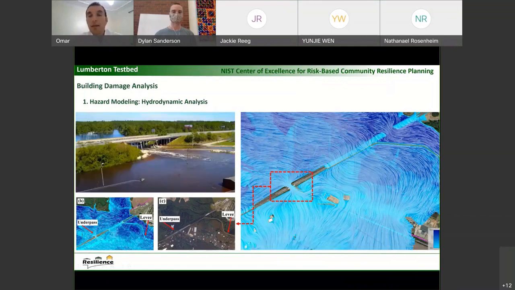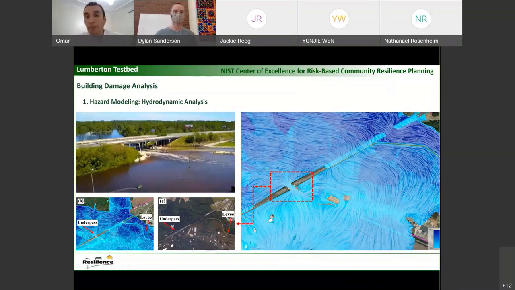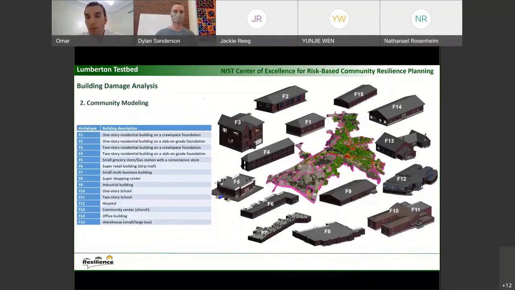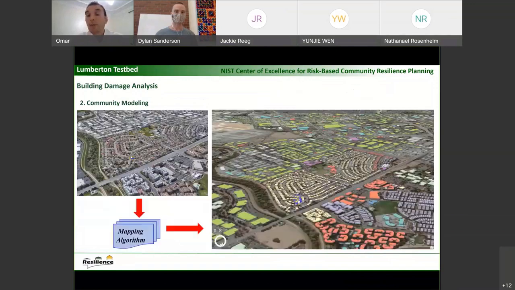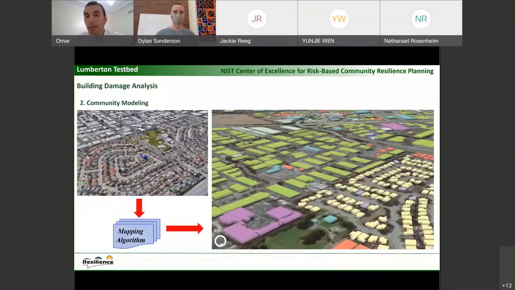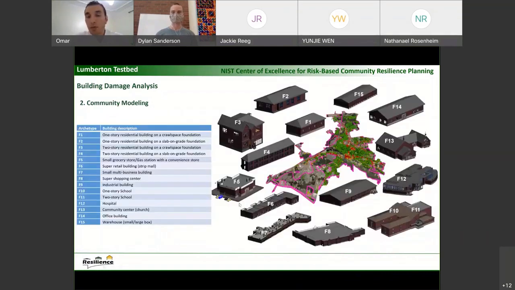The next is the community modeling. We developed a portfolio of 15 building archetypes that includes 4 residential buildings, another 4 commercial buildings, including gas station, strip mall, and super shopping centers. Also some social institutions, including 2 schools, 1 hospital, industrial building, community center, and also office and warehouse.